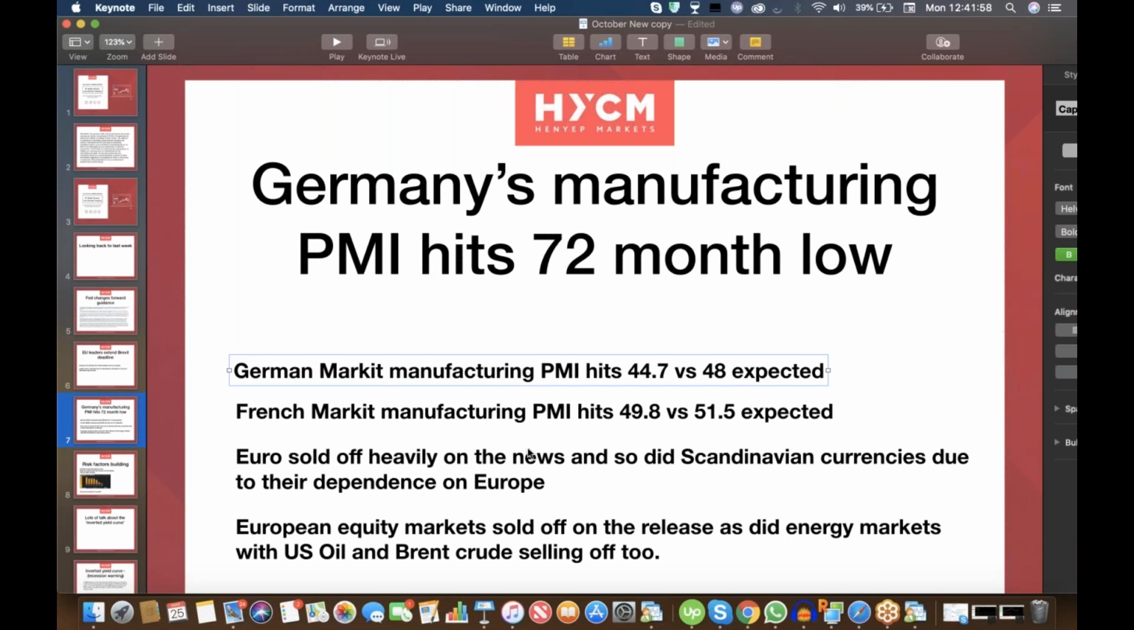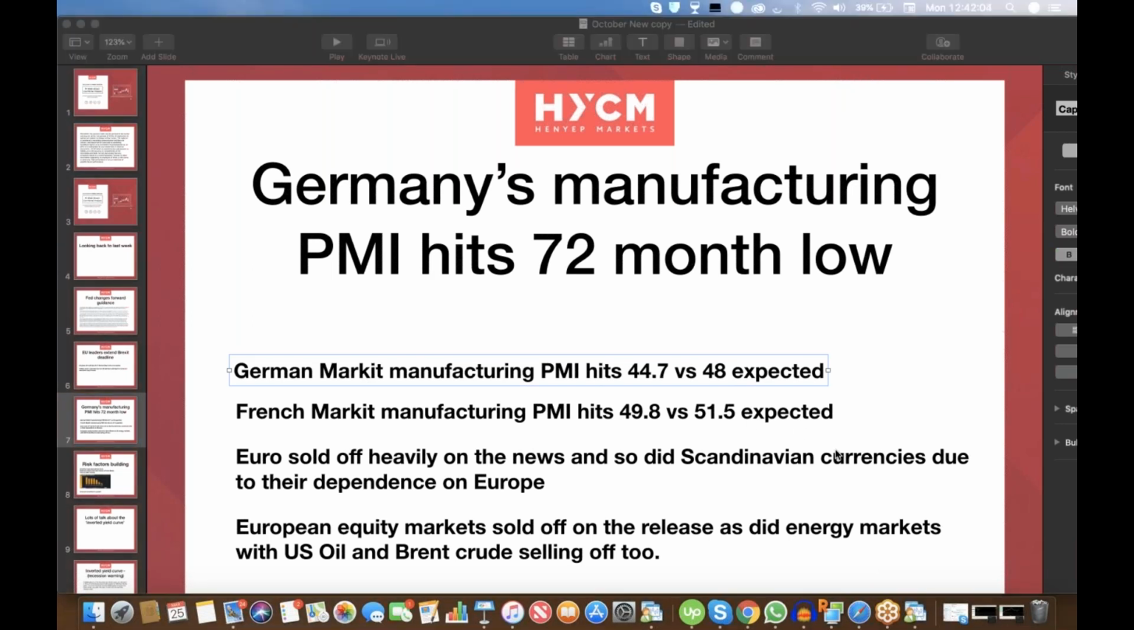The euro sold off very heavily on the news, and the Scandinavian currency sold off heavily. I was looking to short US dollar, Norwegian kroner at the time, the US dollar NOK pair, because of the divergence between the two central banks. The Federal Reserve was getting more patient, whereas the Norwegian bank was slightly more hawkish than expected. So there was a divergence in central banks.